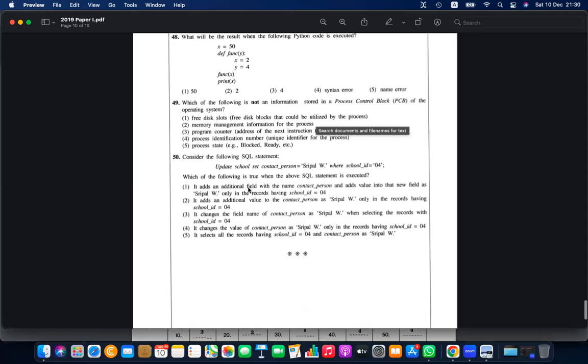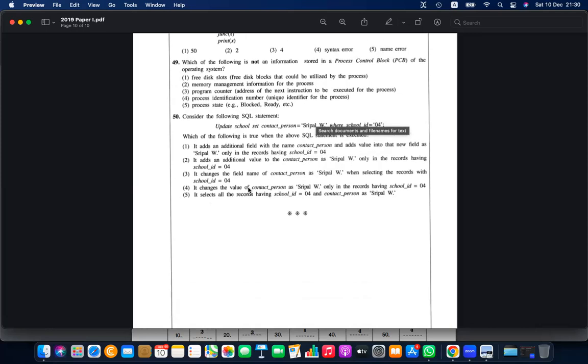Question 49: which of the following is not information stored in a process control block in an operating system? Free disk slots. Basically, you are not storing that in the process control block, because that is not related to the process. Memory management information for the process, yes. Program counter, yes. You need to keep that, because that is where the tracking of the program is done.